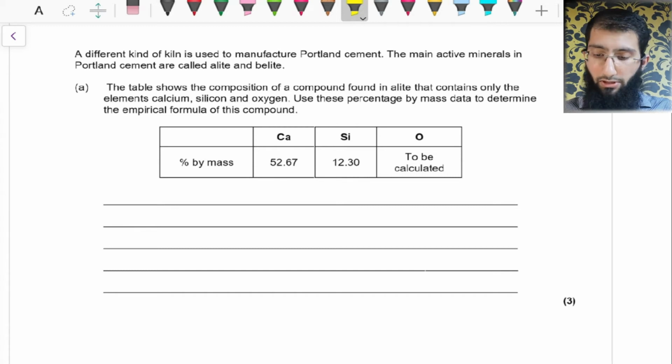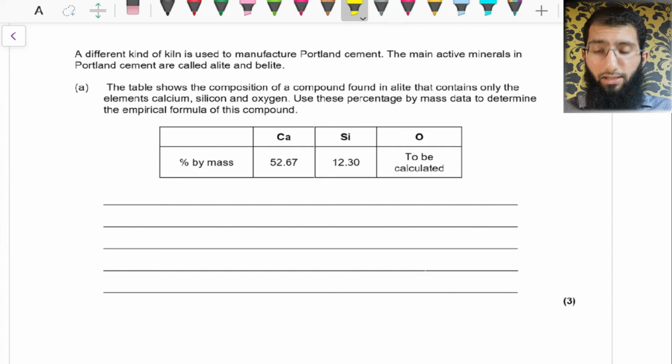So you've got calcium, silicon, and oxygen. You've been given the percentage by mass of calcium and silicon, but you've not been given it for oxygen. So what is it that we're doing? Well, what is meant by the term empirical formulae? The empirical formula is simply the simplest whole number ratio of atoms of each element in a compound. So we need to work out what the formula is, the simplest whole number ratio of elements in this compound.